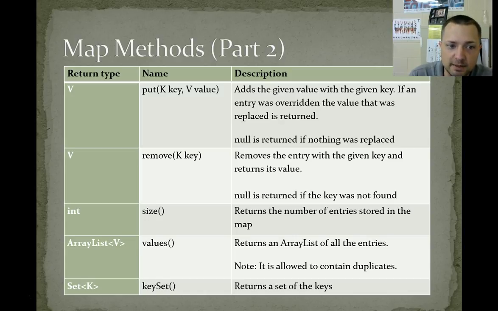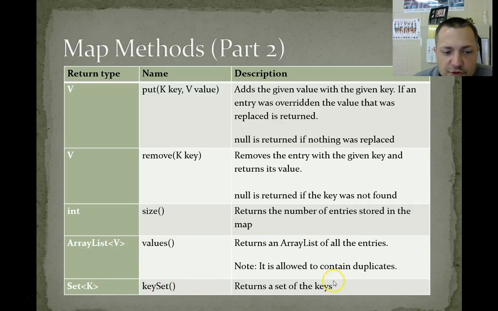Remove key goes and finds an entry with that key, deletes it, and returns the value that corresponded to that key. If the key wasn't used and we tried to remove it, we'll return null. Nothing was removed. Size tells you the number of entries stored in the map. Values returns an array list of just the values.